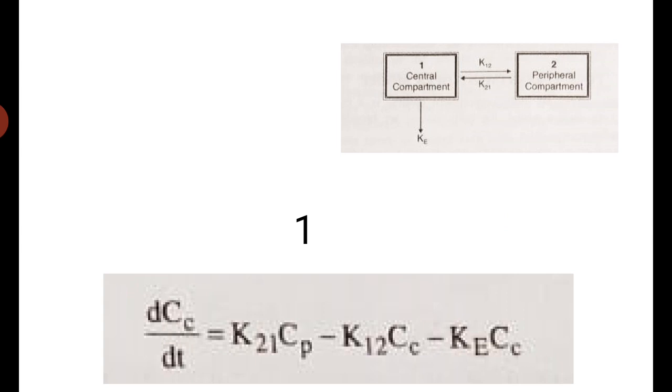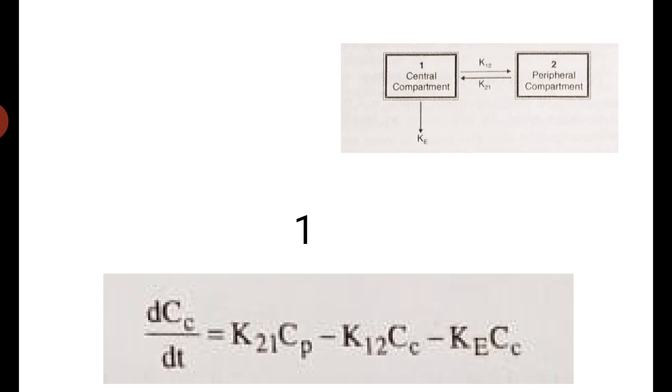Because it's a passive process. Passive process depends upon concentration. So the process occurs from peripheral to central, so it depends upon the concentration of drug present in the peripheral compartment. Now, that movement is represented by K21CP.